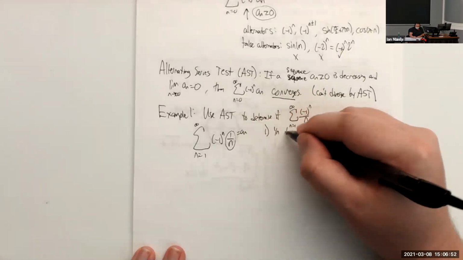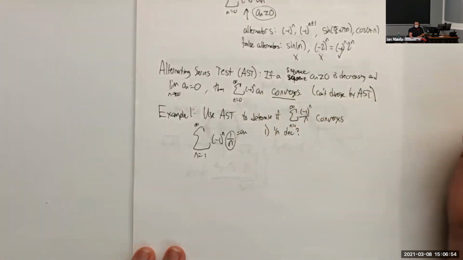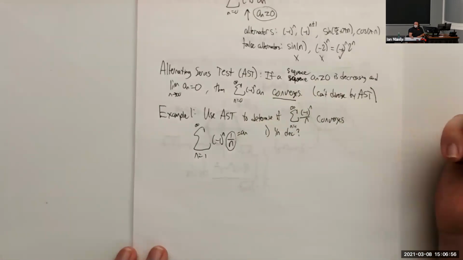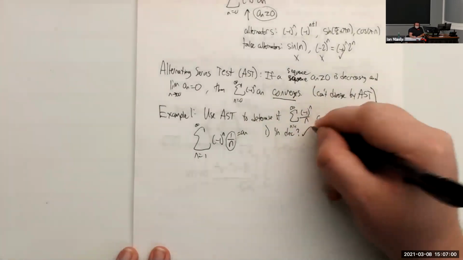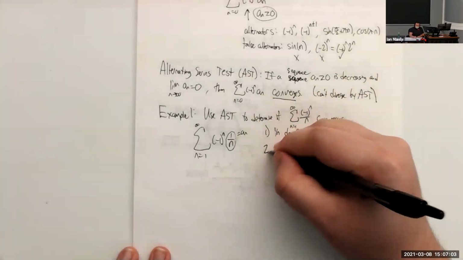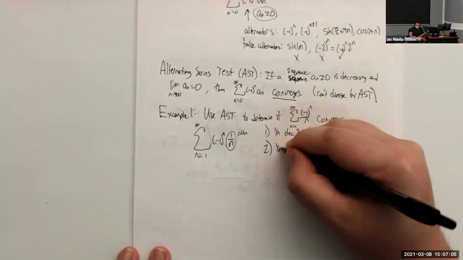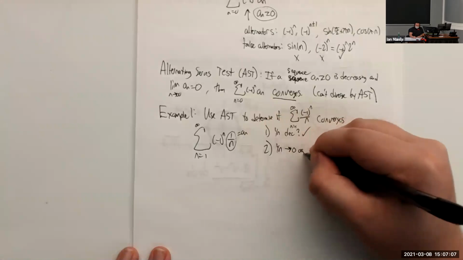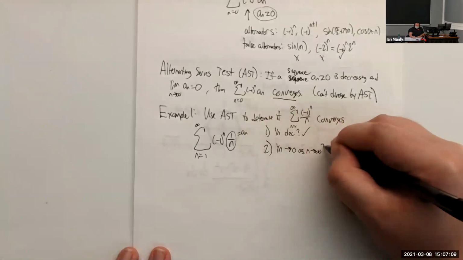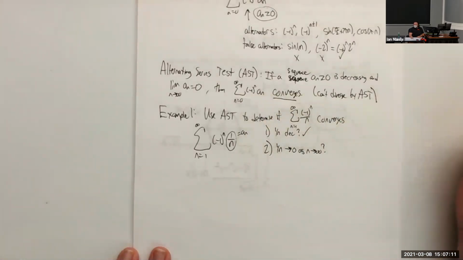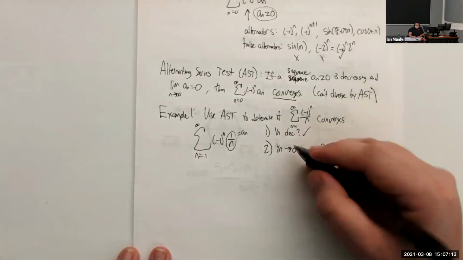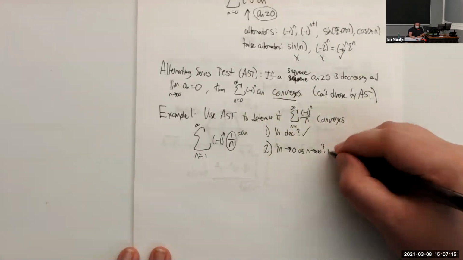So is 1 over n decreasing? Does 1 over n get smaller as n gets bigger? Yeah, that's going to be true, because we're dividing by a larger and larger number. Okay, does 1 over n go to 0 as n goes to infinity? Yes, that's right, because it's 1 over a huge number that will go to 0.